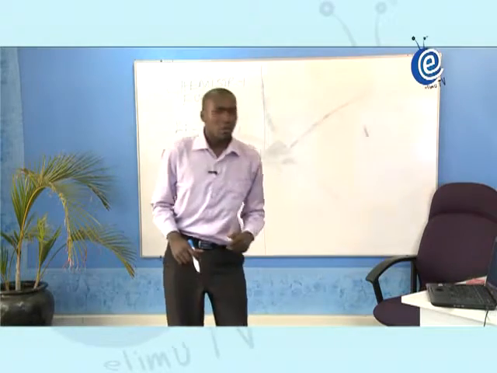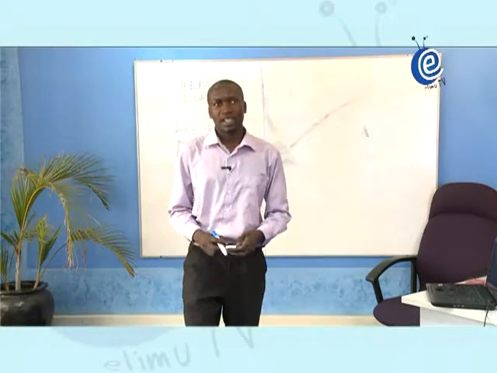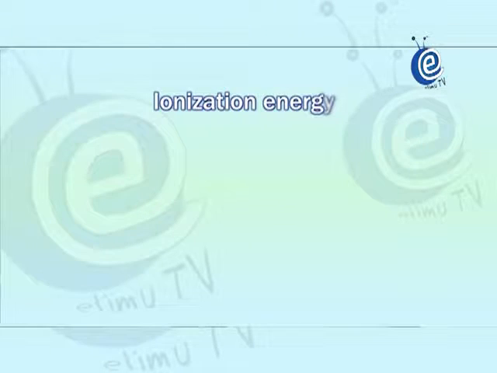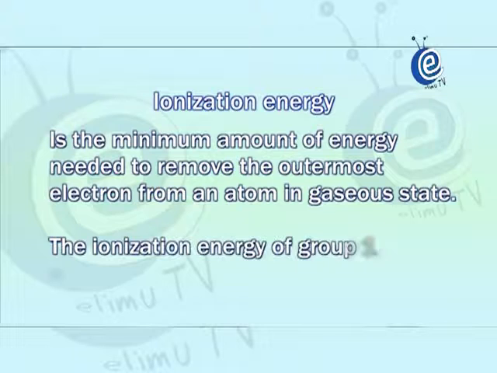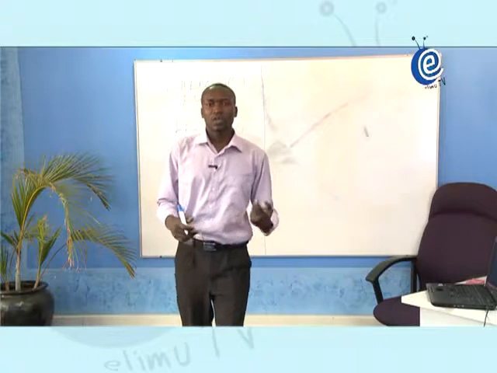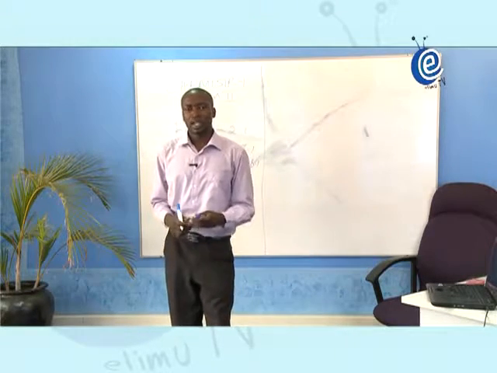So we move on to ionization energy. What is the ionization energy? It is the minimum amount of energy needed to remove the outermost electrons from an atom in a gaseous state. So that is the ionization energy.